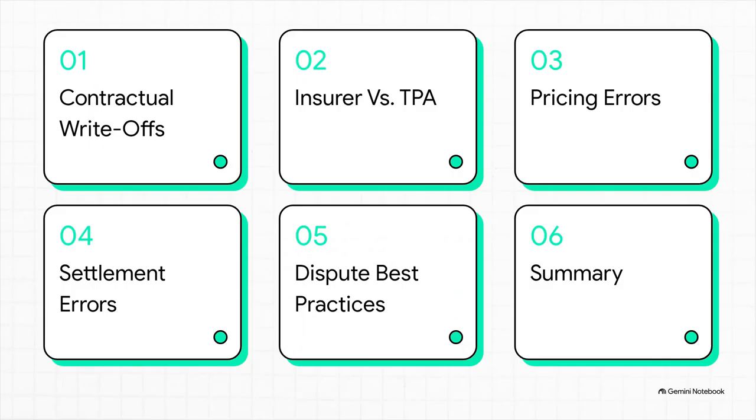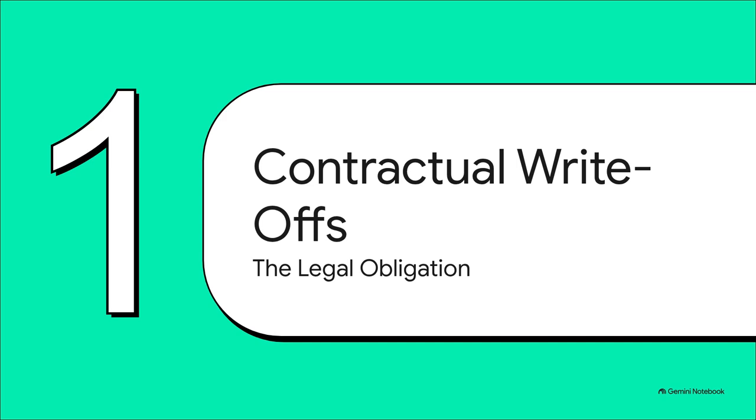Here is our syllabus for today. 1. Understanding contractual write-offs. 2. Insurer versus TPA distinctions. 3. Scenario 1. Pricing errors. 4. Scenario 2. Settlement errors. 5. Dispute resolution best practices. And finally, 6. Summary and next steps. We'll be using this concept scenario resolution structure to really master the exact logical pathways you need for claim troubleshooting.